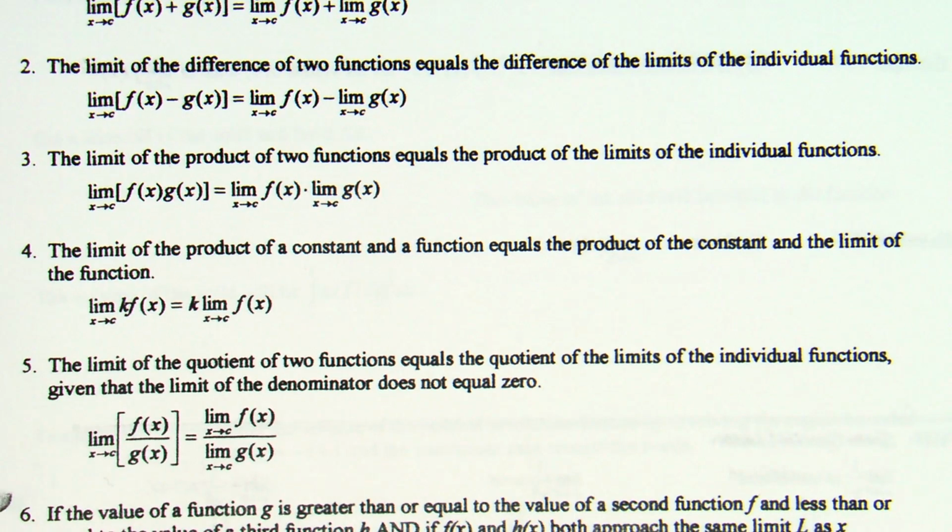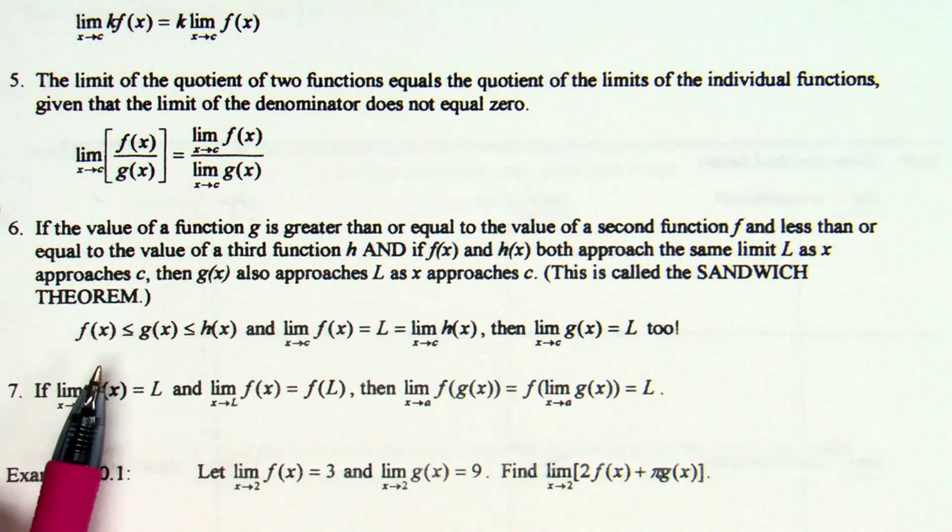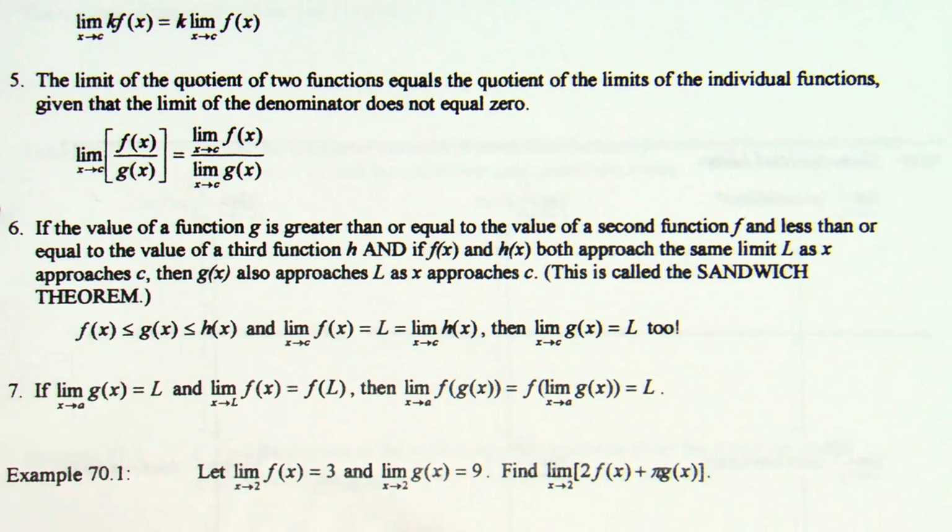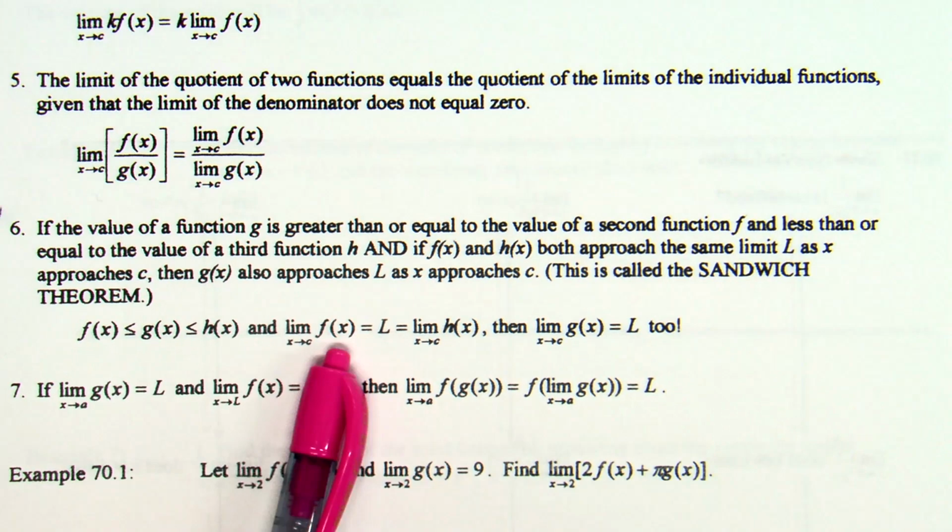Right. So right here, first of all, it's saying that f of x is less than g of x is less than h of x. That's just saying the value of the function f is smaller than g, g is smaller than h. So basically that's saying that g has a value that is in between f and h. It's bigger than f, smaller than h, right?